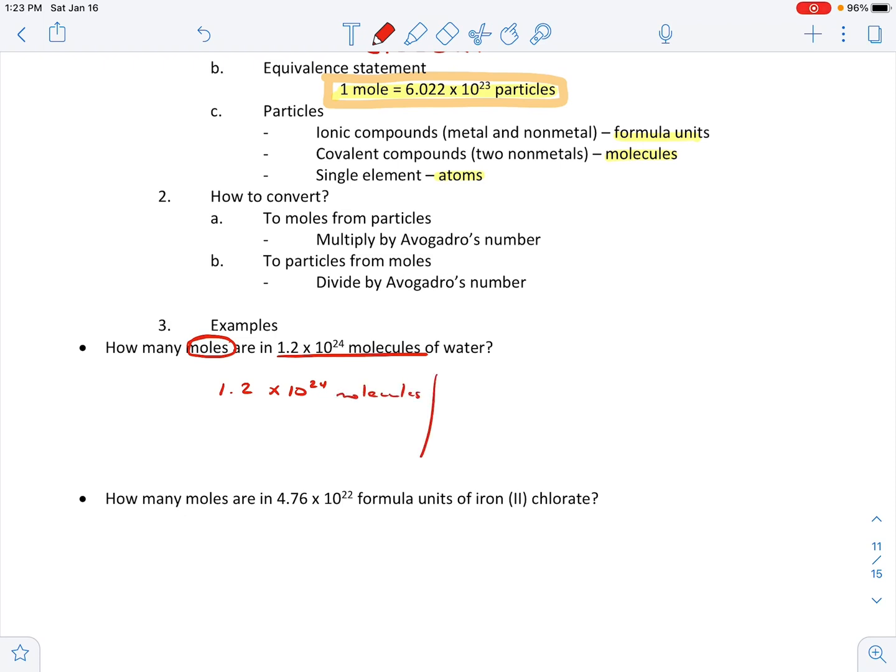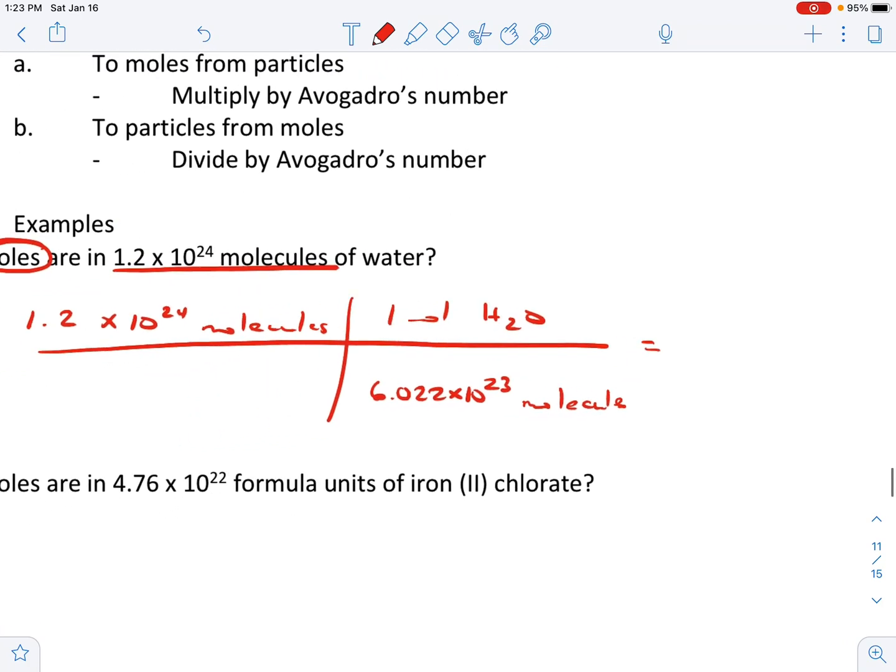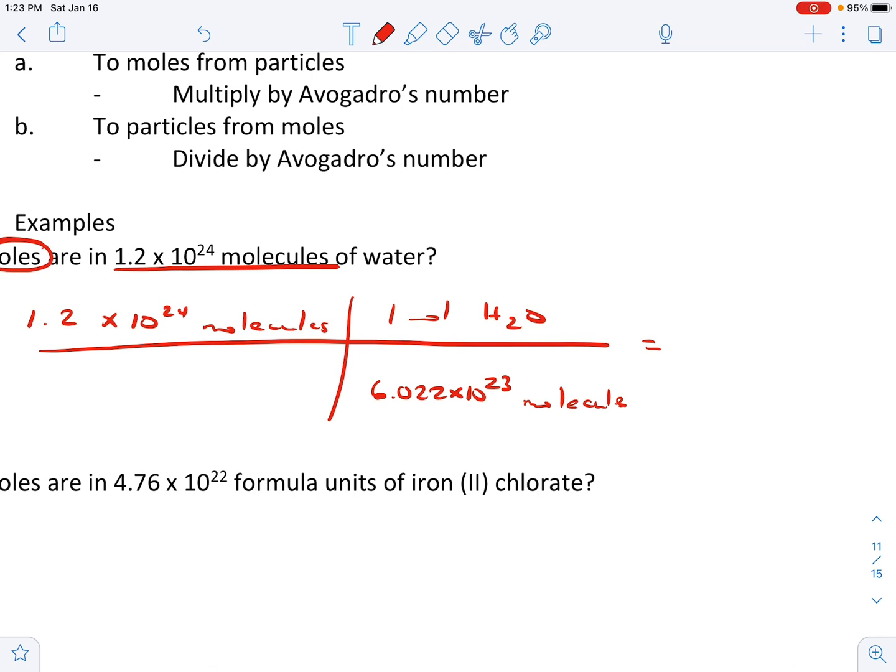All right. And then using Avogadro's statement, we know that 6.022 times 10 to the 23rd molecules equals 1 mole. And that can be of water. All right. So now we're ready to type this in. And this is where we need just a little bit of a review. All right. Remember to type this in.